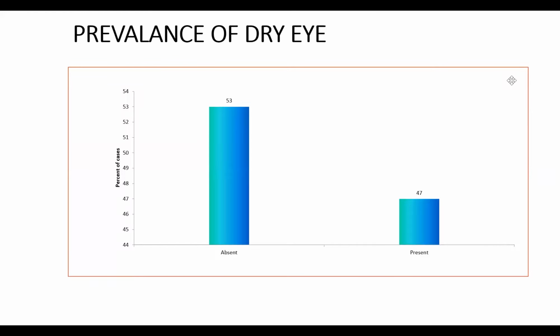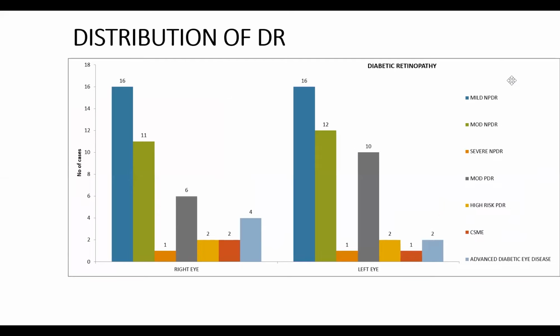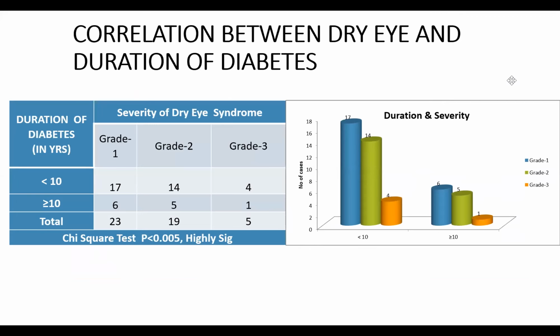Next, prevalence of the dry eye, it was 47% in our study. And grading of the dry eye, most of the patients had grade 1 dry eye, which was 49%. And distribution of diabetic retinopathy, most of the patients had mild NPDR. And we studied correlation between dry eye syndrome and duration of diabetes. The p-value was found to be less than 0.005, which was highly significant.